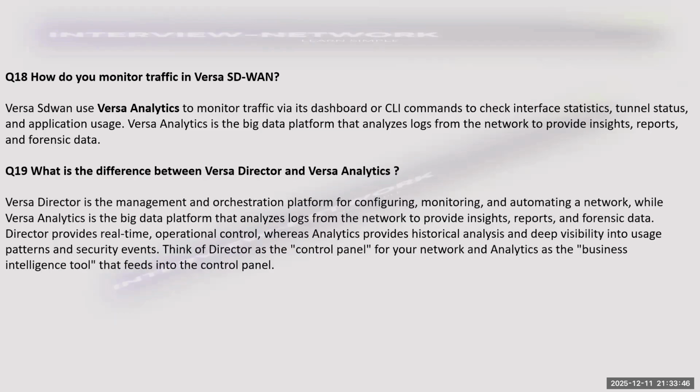The Versa Director is the management and orchestration platform for configuring, monitoring, and automating a network, while Versa Analytics is the big data platform that analyzes logs from the network to provide insights, reports, and forensic data. Director provides real-time operational control, whereas analytics provides historical analysis and deep visibility into usage, patterns, and security events. So think of Director as the control panel for a network and analytics as the business intelligence tool that feeds into the control panel. So what exactly does that mean?